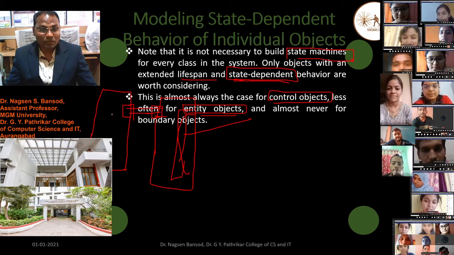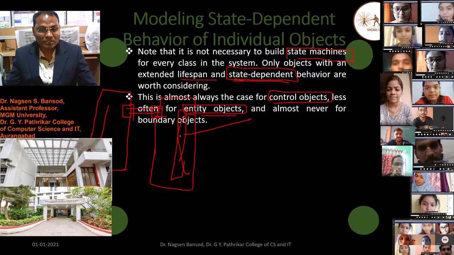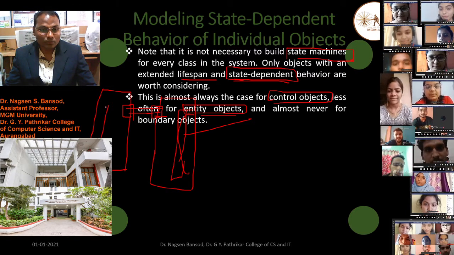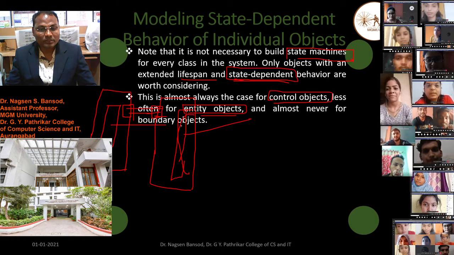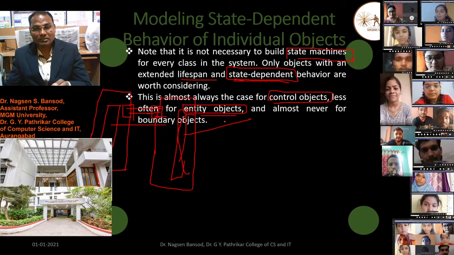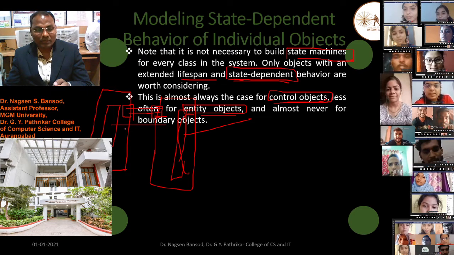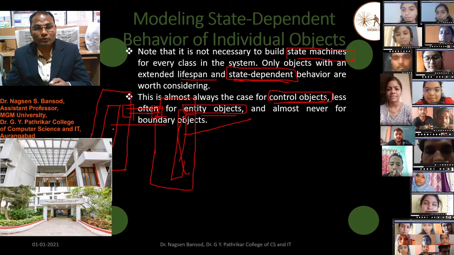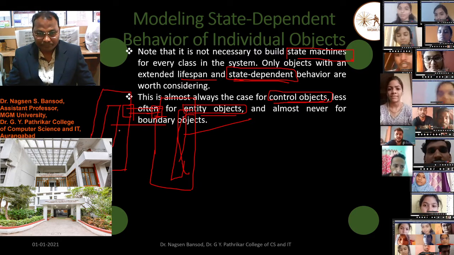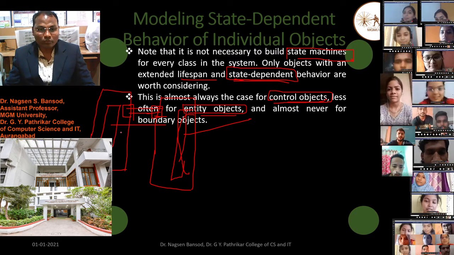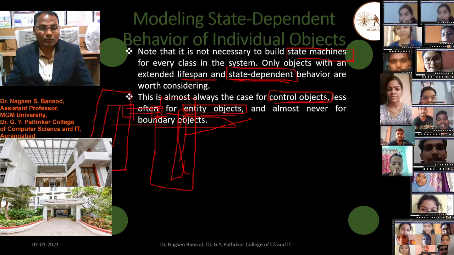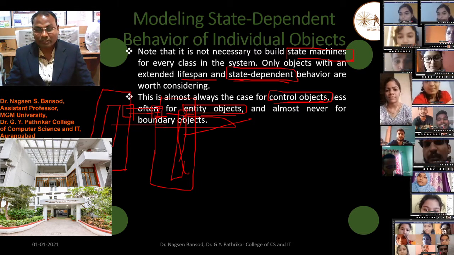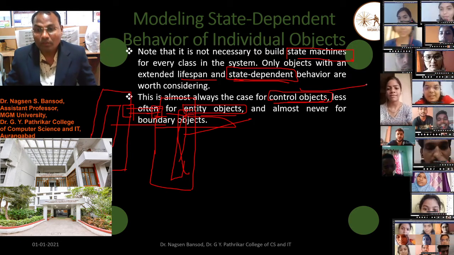Suppose this is a computer and this is a printer, and this printer depends upon this computer. When the computer gives the command, the printer will start. This is the control device, so there we have to use the state machine diagram, and almost never for the boundary object. For the boundary object, we should not use the state machine diagram. We use it for the control object.